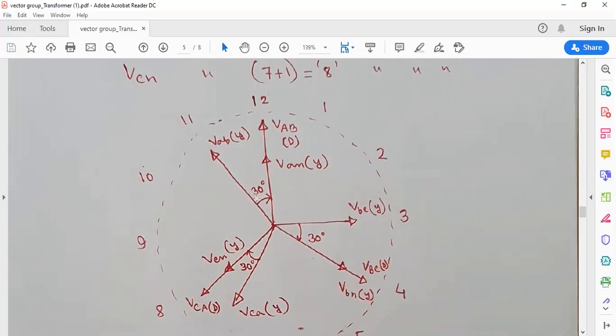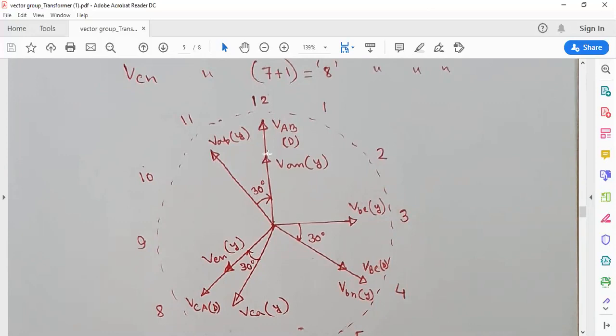So we have to go from this point 30 degrees lagging. We will get this direction. So VAN will be along 12. VAN, the Y phase voltage, will be along 12. That's it. Then if we can plot VAN, we can plot VBN, VCN.